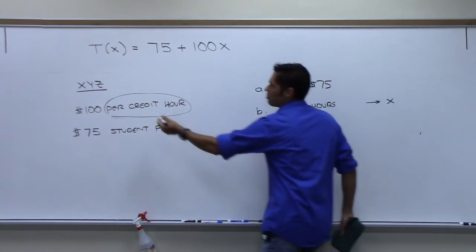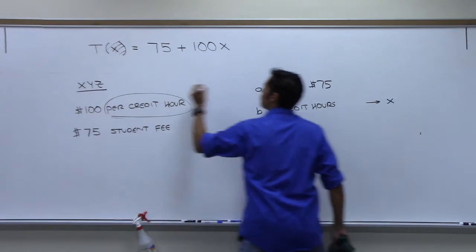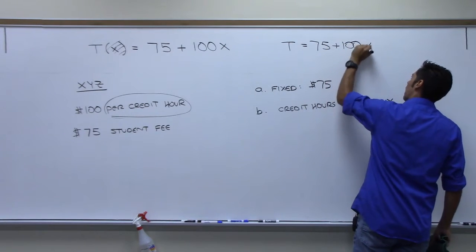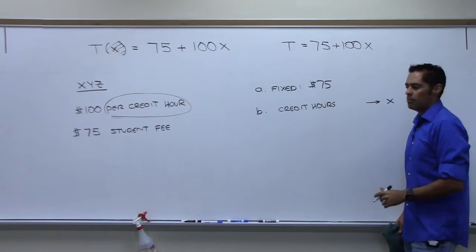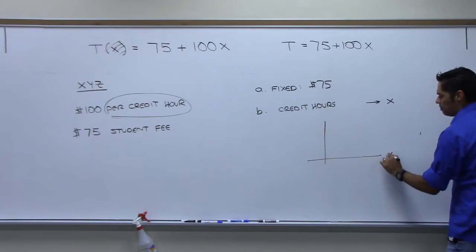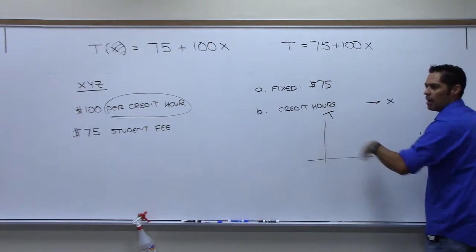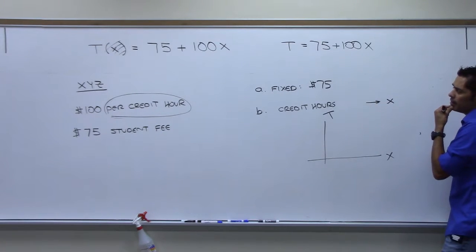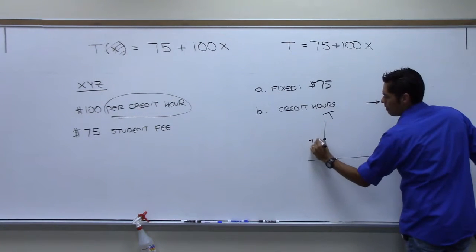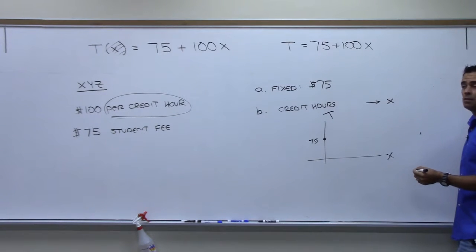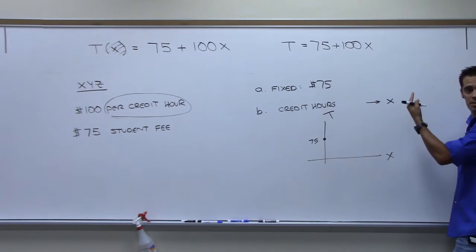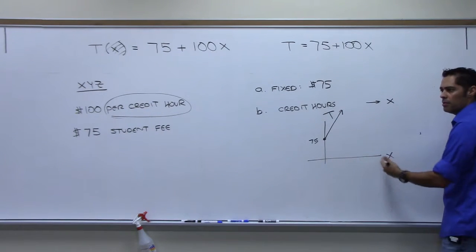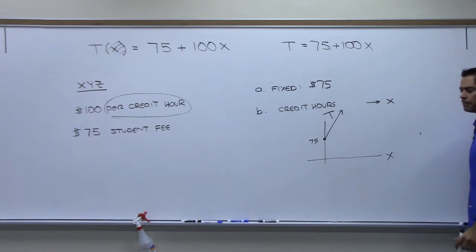Now, if we scrap this little notation here, we could just write tuition equals 75 plus 100x, and it would be the same thing. We would have x here, we would have t here, and then we'd graph our line. What would the y-intercept of that line be? 75. And we'd have a slope of 100, right? So it'd be a positive slope, not the guy losing weight, right? It would be this. So the more credit hours you take, the more expensive it's going to be.